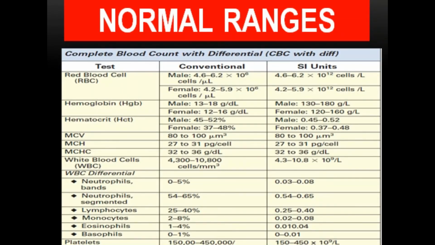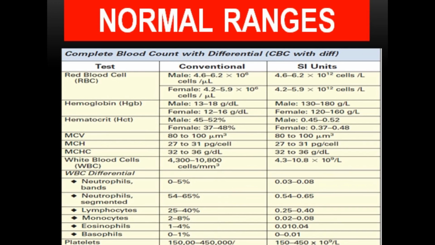What are the normal ranges? These are the normal ranges. And as we have discussed earlier, RBCs are between 4.6 to 6.2, higher in male as compared to female. Hemoglobin concentration is about 13 to 18 gram per deciliter, and in female it is slightly low, that is 12 to 16 gram per deciliter. MCV, the mean cell volume of the RBC, is about 80 to 100 micrometer.